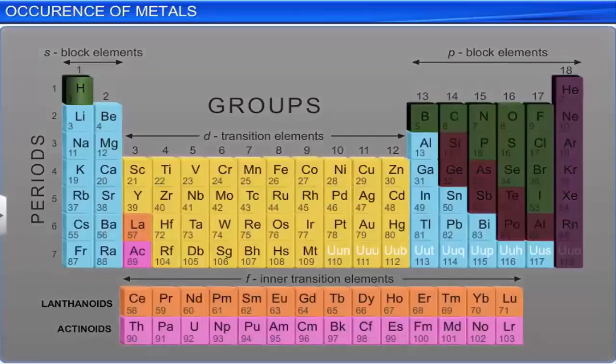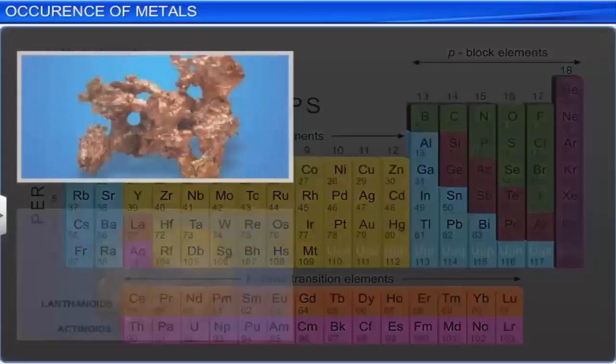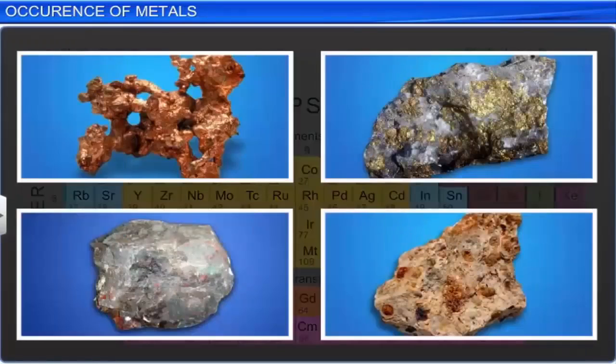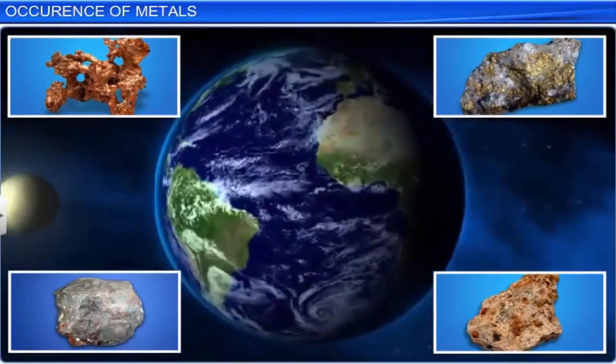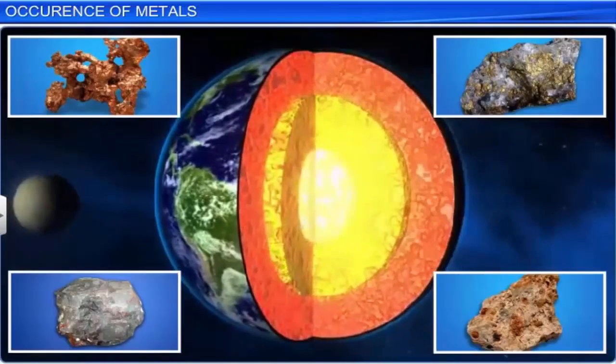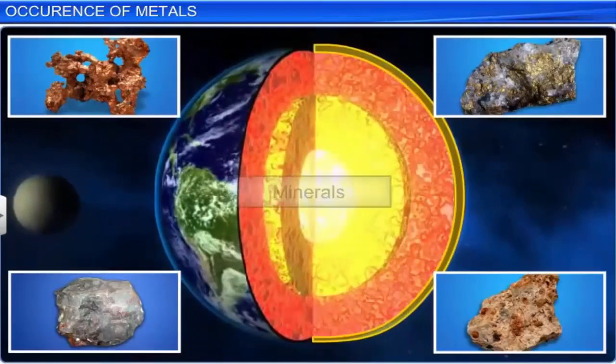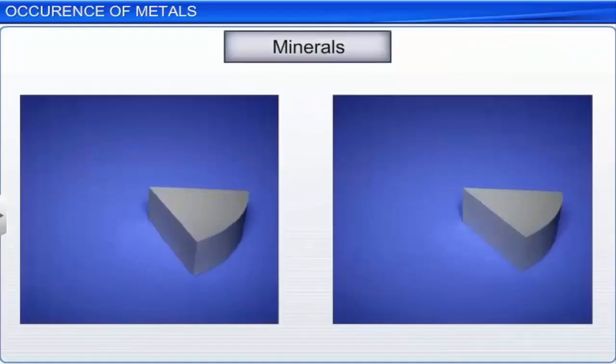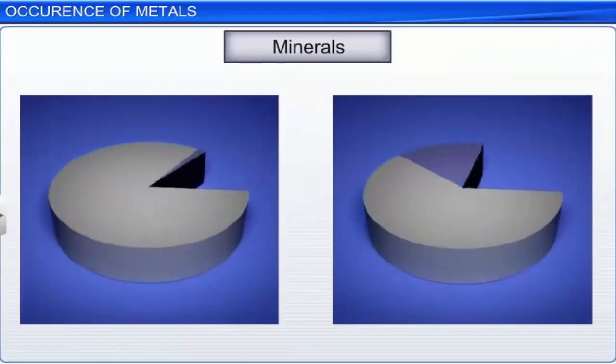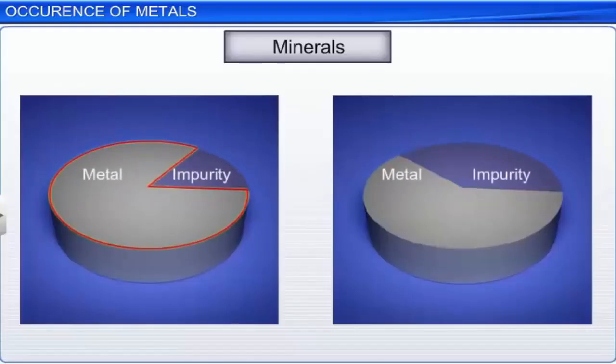You know that most metals are found in nature in a combined state, owing to their high reactivity. Metals found in a combined state in the Earth's crust are known as minerals. Only those minerals that have a relatively high concentration of metal and can be extracted in an easy and cost-effective process are called ores.